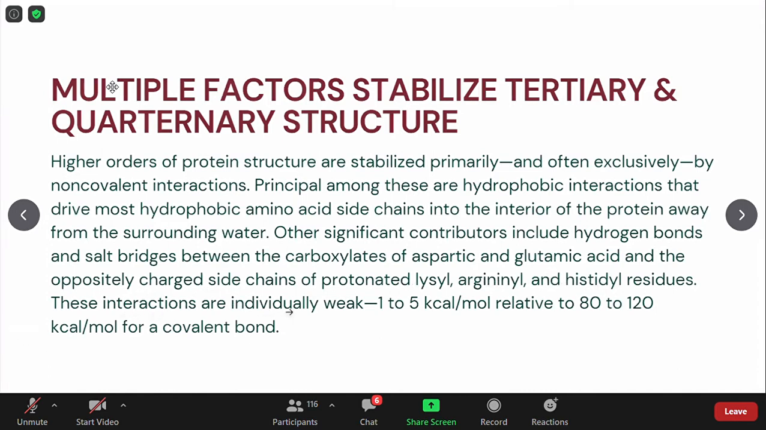These interactions are individually weak, 1 to 5 kilocalories per mole, relative to 80 to 120 kilocalories per mole for a covalent bond. So what are those two covalent bonds? Peptide bond and another one is your disulfide bond or sulfur to sulfur bond.